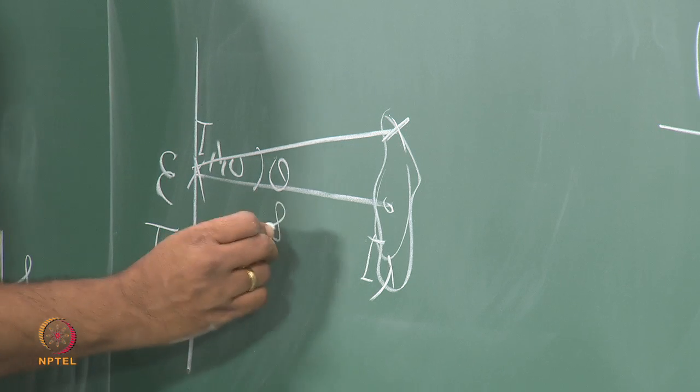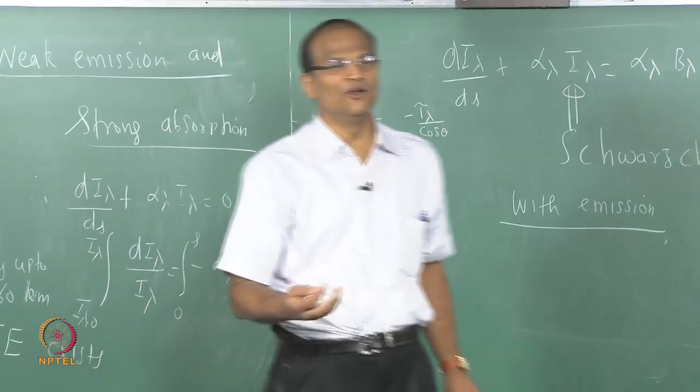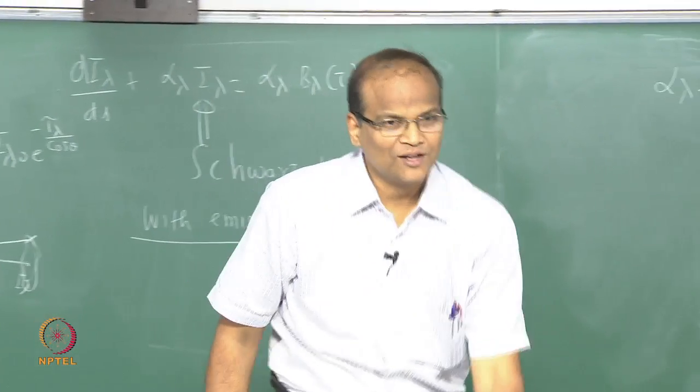Why? Sir, it should be tau lambda into cos theta. No, it is not that way.